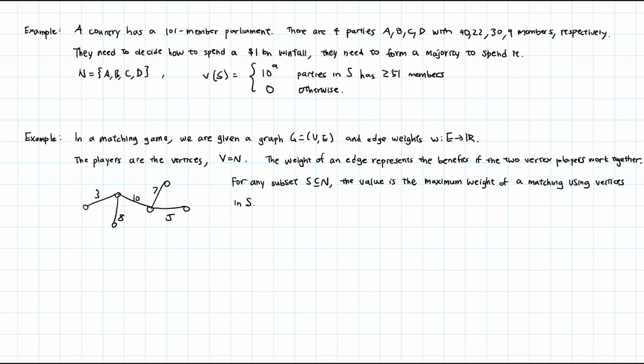For example, if we take these 4 vertices in the blue set, the maximum weight matching here consists of these 2 edges, so the value of this set is 15. If we consider this purple set here, the maximum matching consists of just the middle edge, so its value is 10. So these are 3 examples of cooperative games.